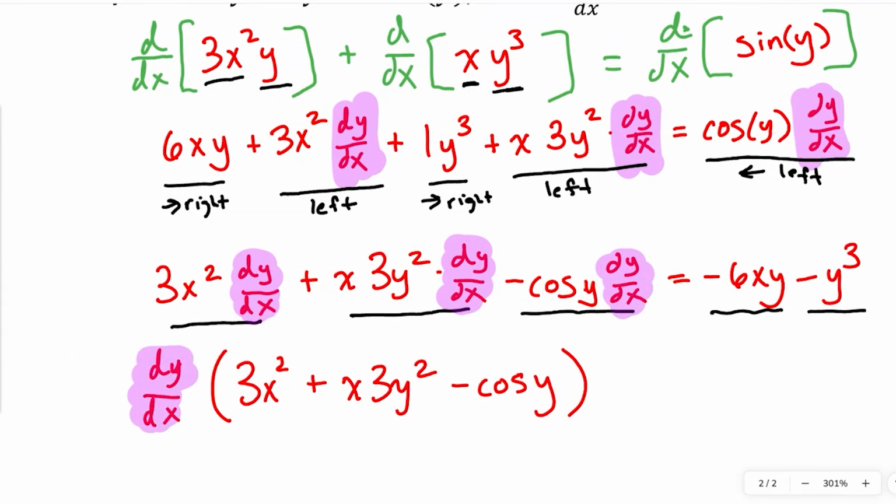Out of the whole expression. The right-hand side will just remain the way it is. Okay, we're almost there. There's only one step left. How am I going to isolate dy dx here? Divide by 3x squared plus x squared. That's exactly right. It's just dy dx times all that stuff. So what we need to do is just divide both sides by that huge expression.